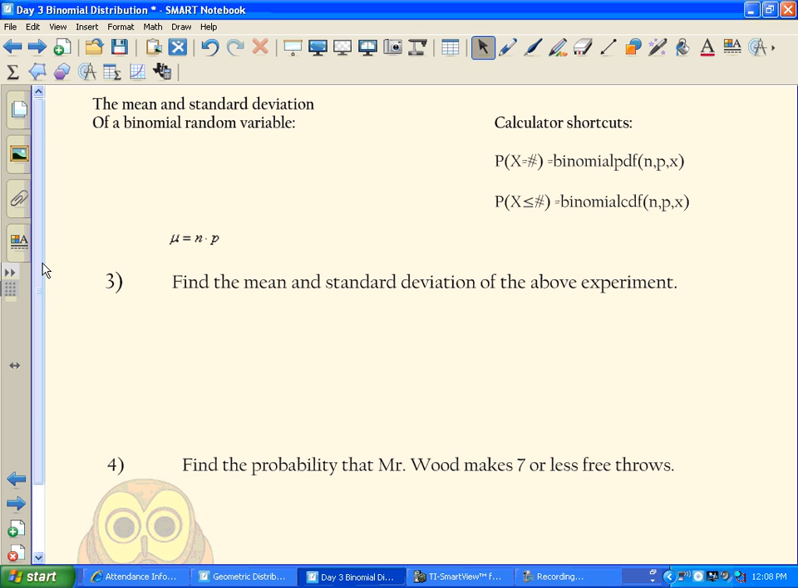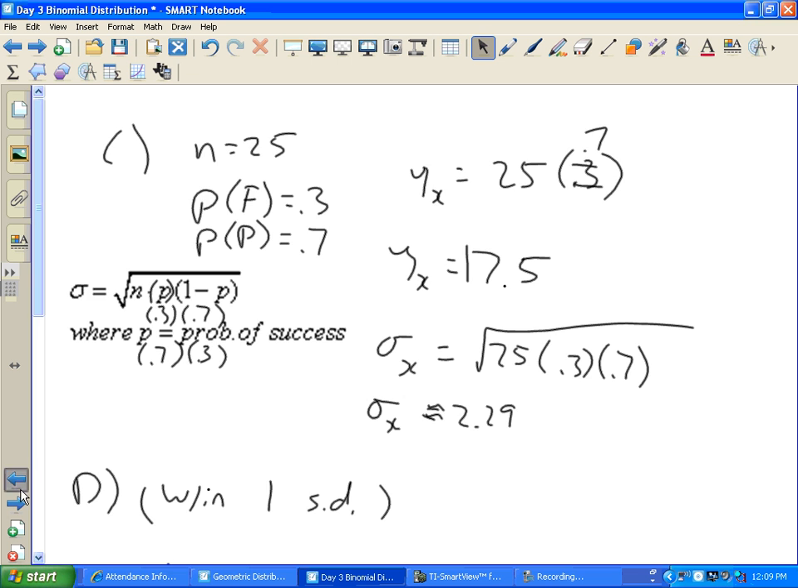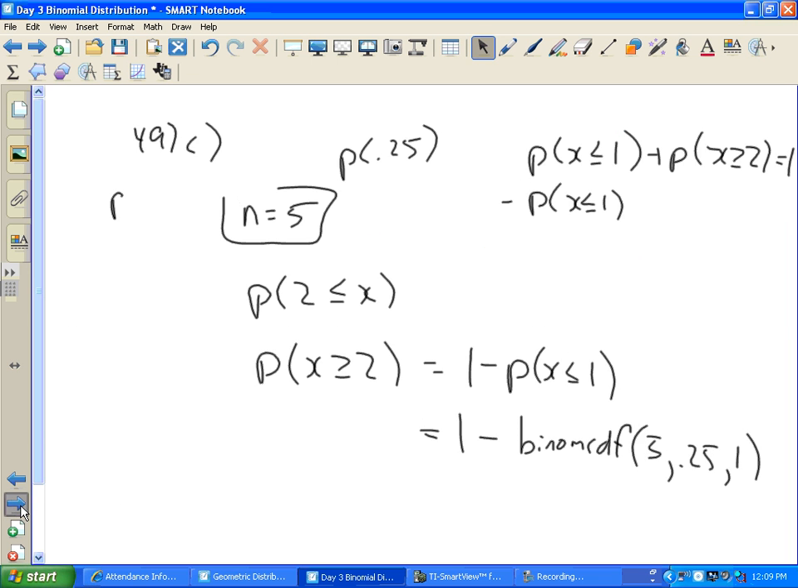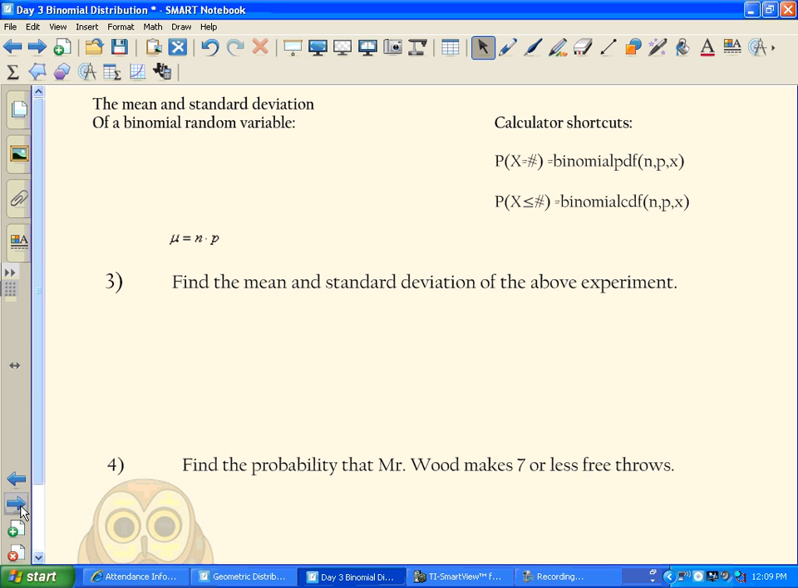Same data from yesterday then. This is me shooting free throws, next 12 free throws, and I make 85% of them. So the things that we want to remember there is n equals 12. The probability that I make it, or success, is 0.85. Mean and standard deviation in this situation is going to be how many free throws should I make on average if I shoot 12?